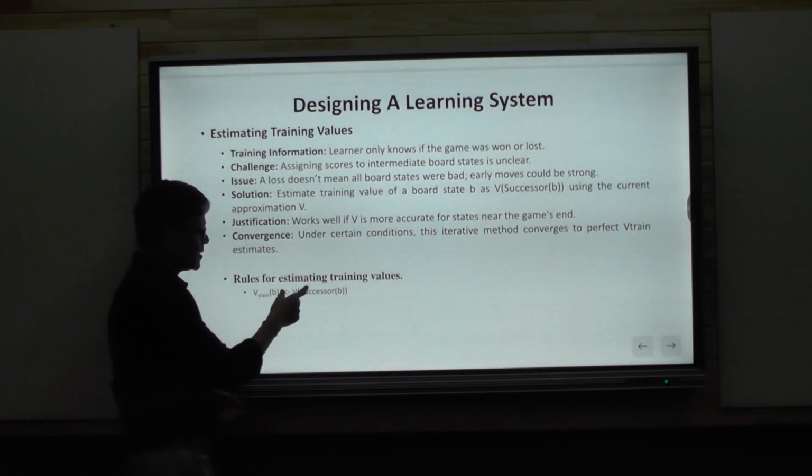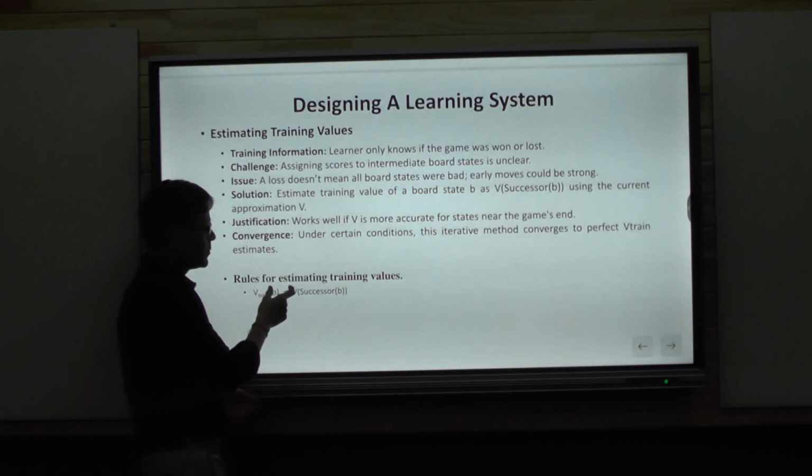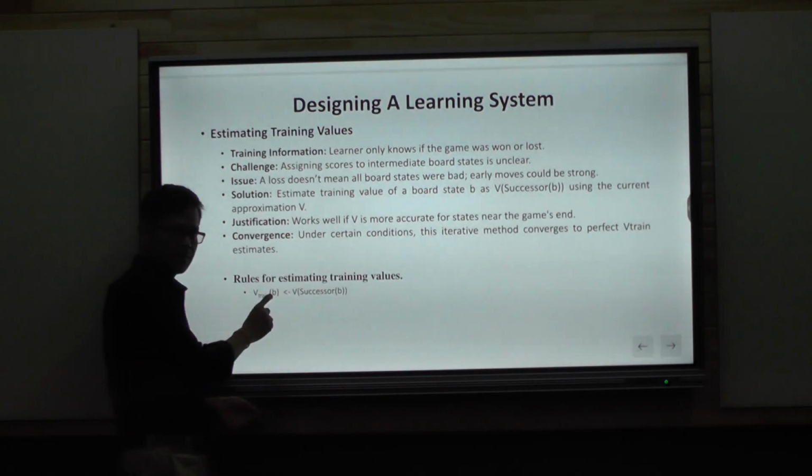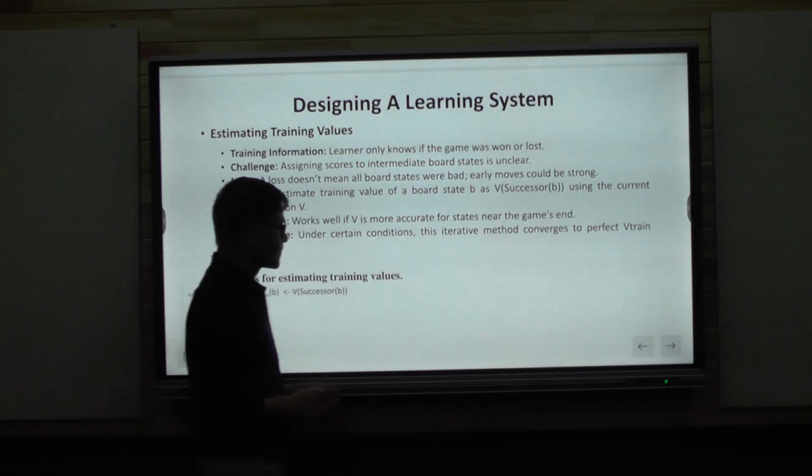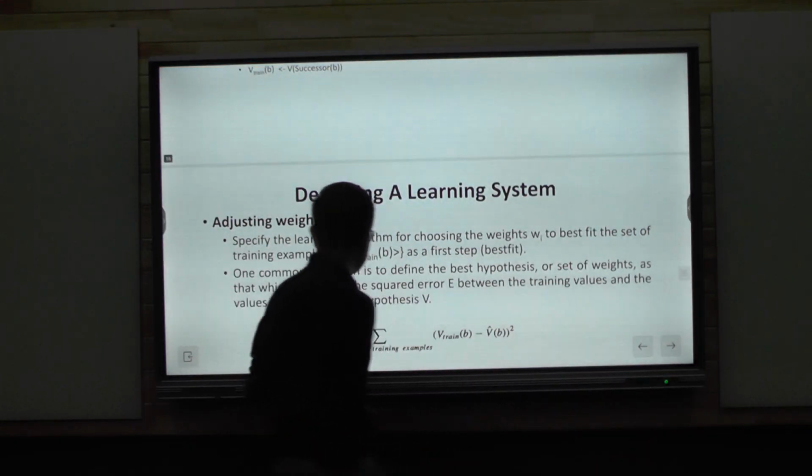So that means V_b train is what? It becomes the successor of b. Okay.